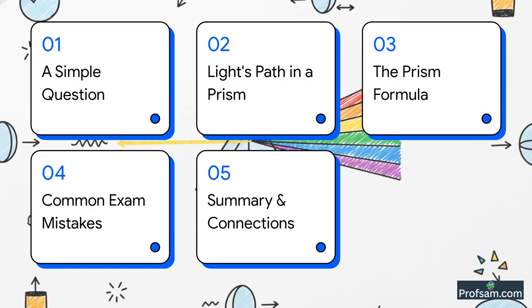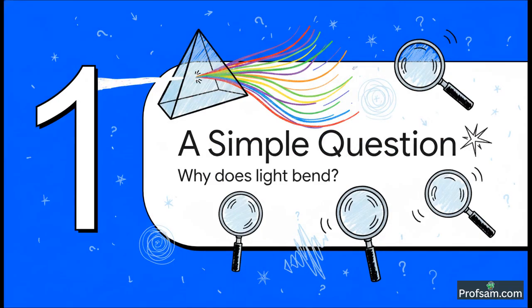Well, first, we'll start with a really simple question to get our brains warmed up. Then, we'll trace the exact journey of light as it goes through a prism. After that, we'll look at the all-important prism formula. And don't worry, I'll make it super easy. Then, the most crucial part, how to avoid those silly mistakes in the exam. And finally, we'll summarize everything and see how it connects to other topics. Ready? Let's begin.